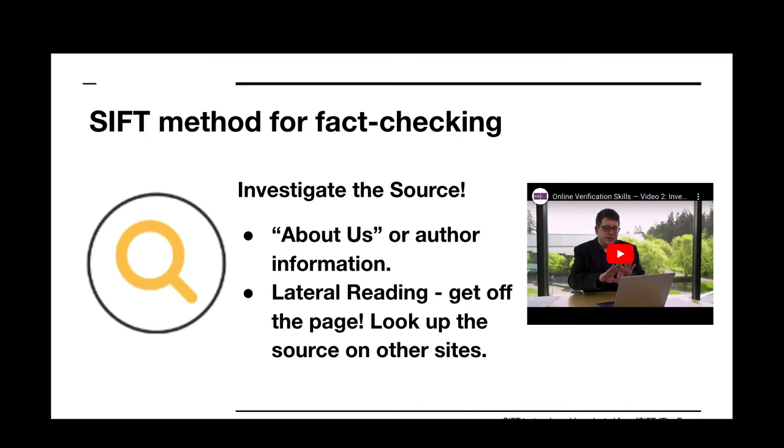This requires you to find out about the author or organization that is publishing the information. Now, most websites have an About Us or information page that will tell you something about who is running the site, but this information isn't always 100% reliable. So, professional fact checkers use a method called lateral reading, which requires us to get off the original page and investigate the author or organization using other websites.